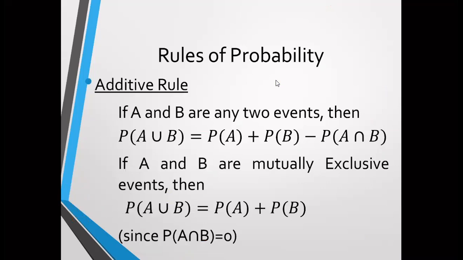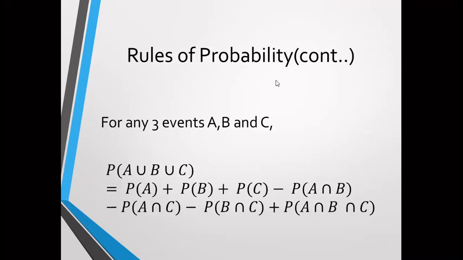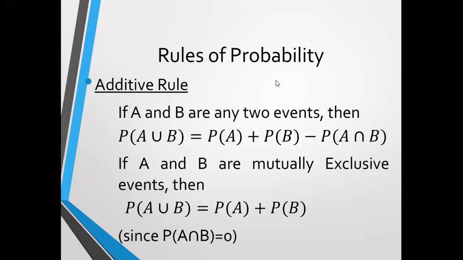Okay. Now we are going to learn rules of probability. There are some rules we use in this probability. The first one is the additive rule. So first learn about the additive rule. There are more additive rules, but here we are talking about the additive rule for probability, right? Additive rule of probability.